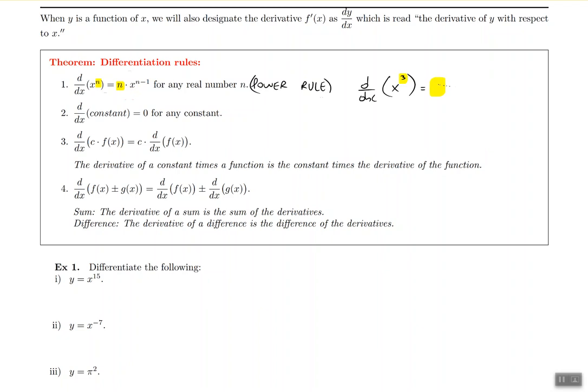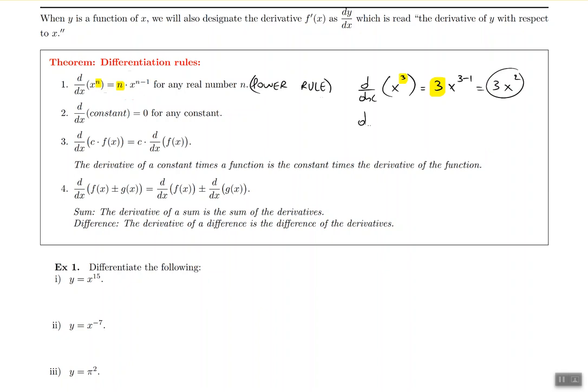So slide your 3 from the power all the way to the front of the expression. Then write the letter x. Then subtract 1 from the power that was already there. The power that was already there is 3, just subtract 1 from that. And what do you get when you do this? It's just 3x squared. And that's it. That's the simple power rule, right? It's very simple, very straightforward.